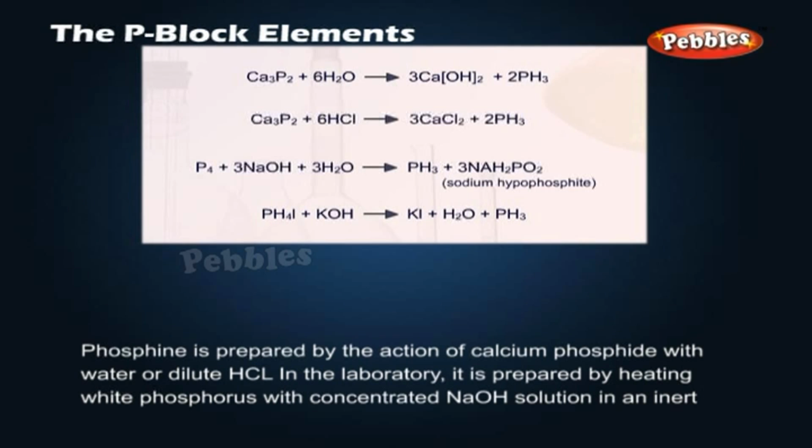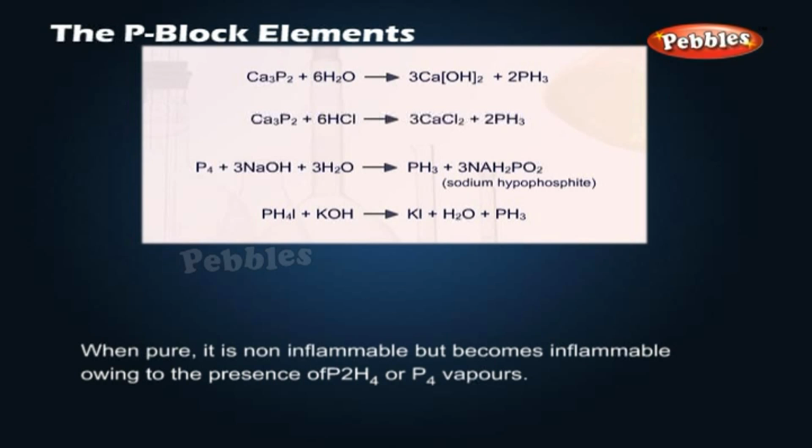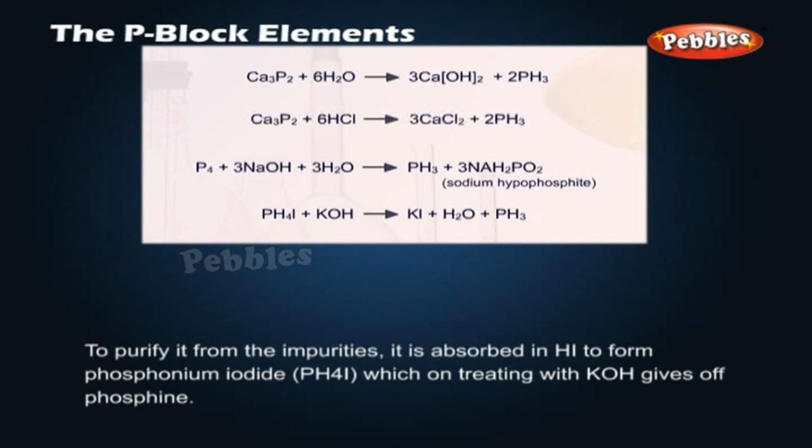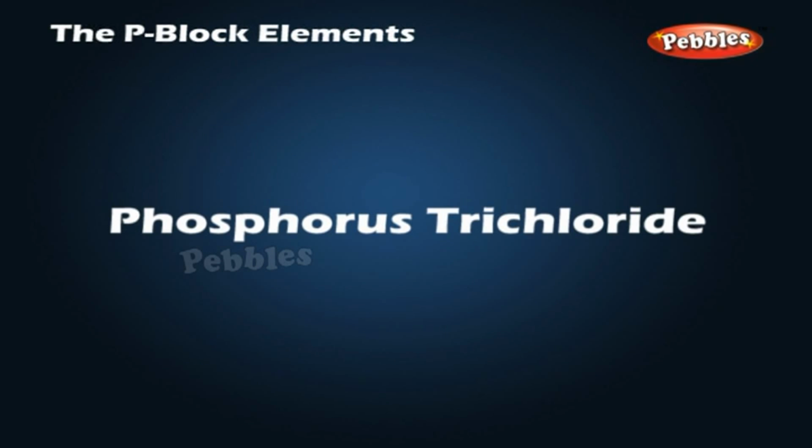Preparation of phosphine. Phosphine is prepared by the action of calcium phosphide with water or dilute HCl. In the laboratory, it is prepared by heating white phosphorus with concentrated NaOH solution in an inert atmosphere of CO2. When pure, it is non-inflammable but becomes inflammable owing to the presence of P4 vapor. To purify it from the impurities, it is absorbed in HI to form phosphonium iodide, which on treating with KOH gives off phosphine.